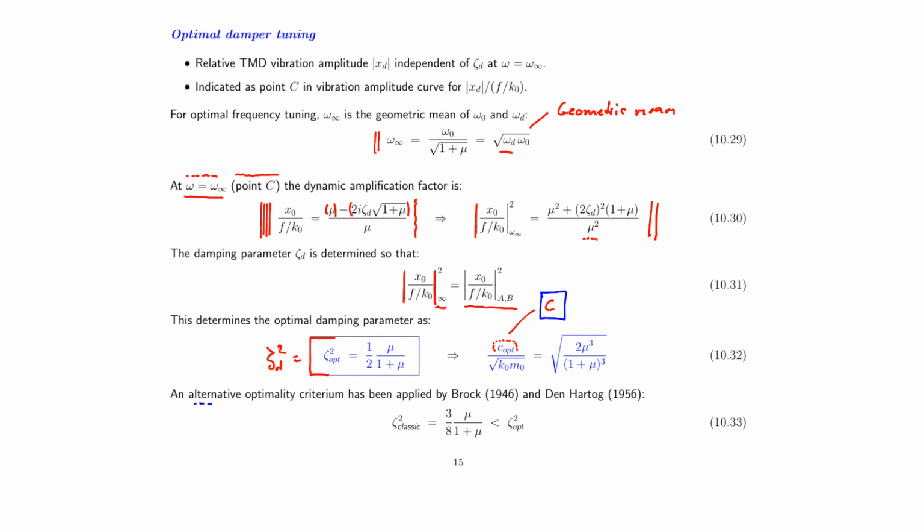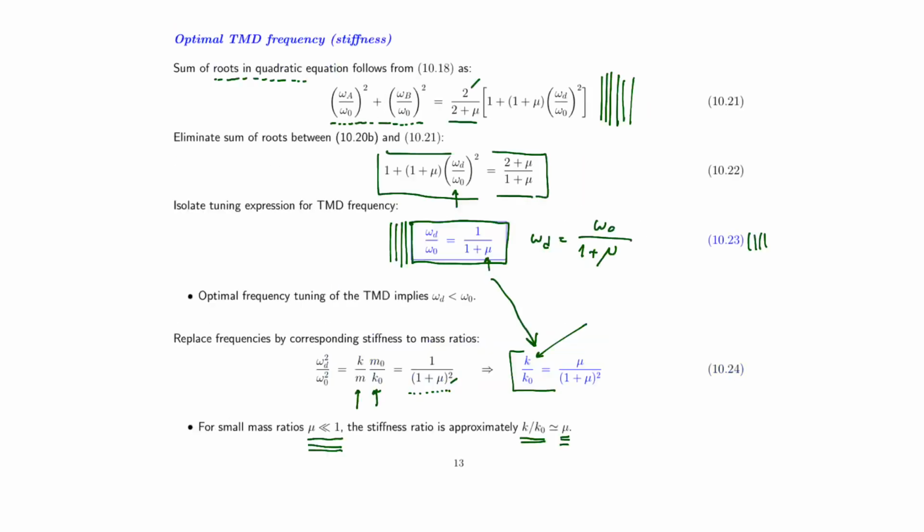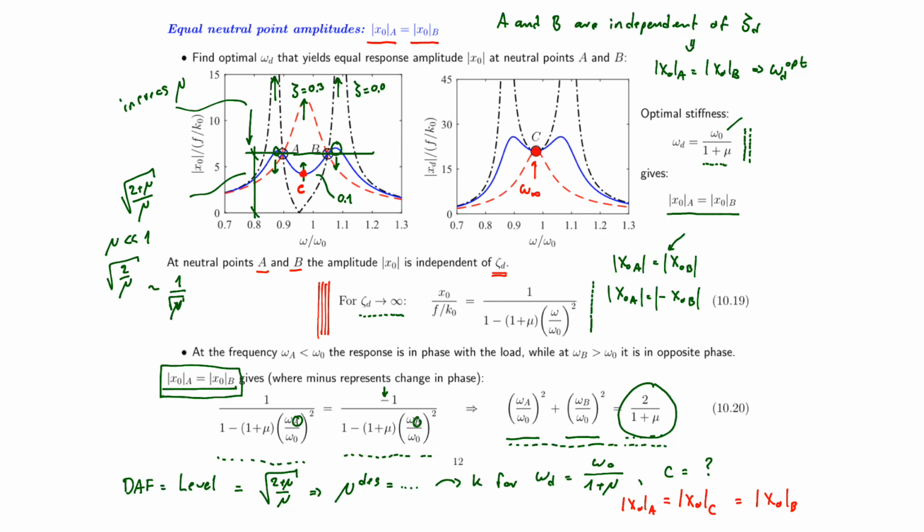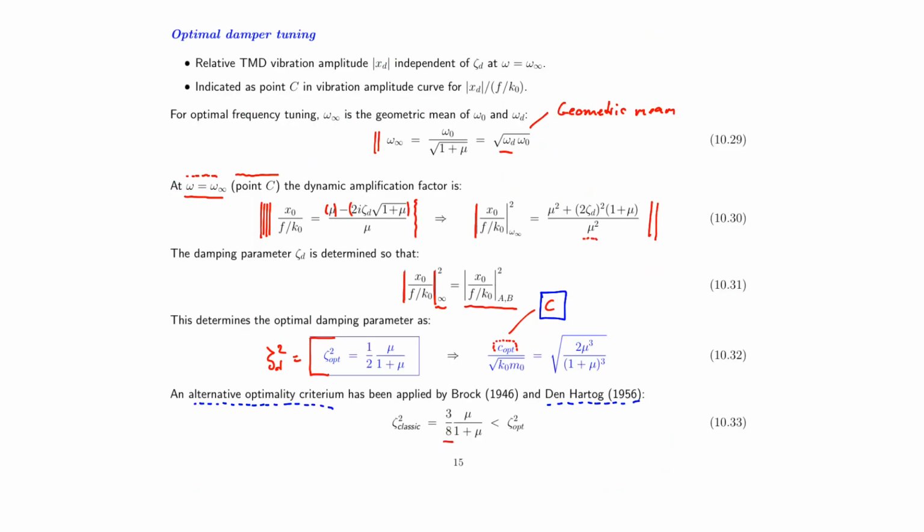Now, an alternative optimality criterion was proposed many years ago by Brock and summarized by Den Hartog in his very famous mechanical vibration book. Basically that principle says that if we get a horizontal tangent at A, and we get a horizontal tangent at B, then we find the damping parameter based on an average of these two conditions. And it turns out that this expression gives us 3/8 instead of 4/8. So the classic Den Hartog solution is slightly smaller than the present optimality condition.